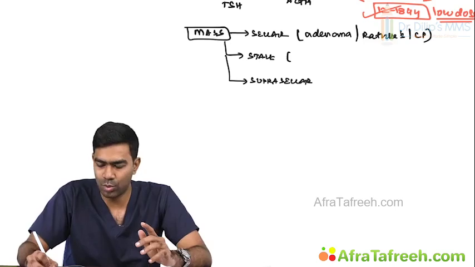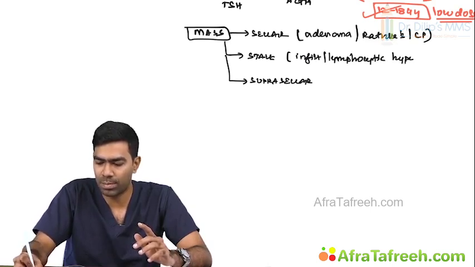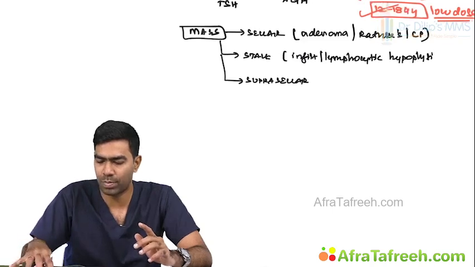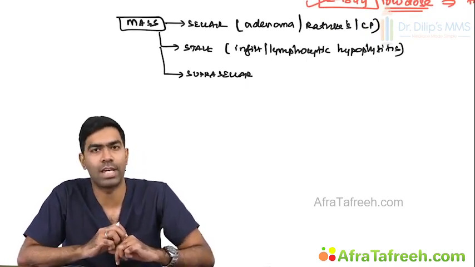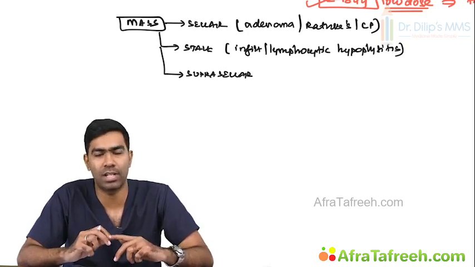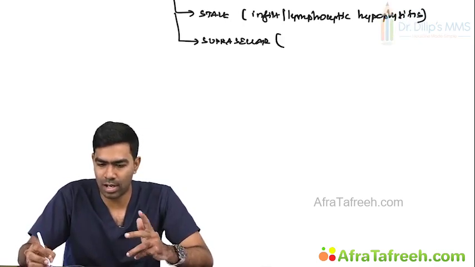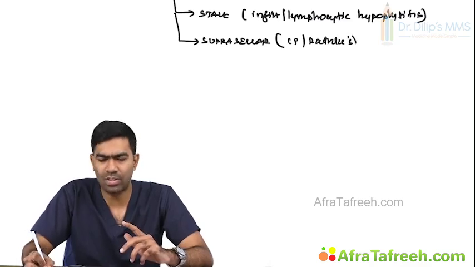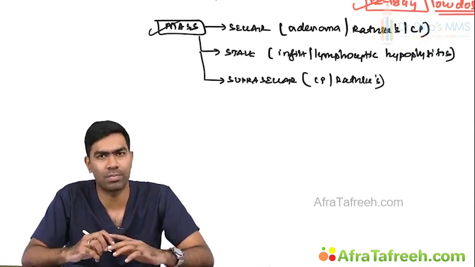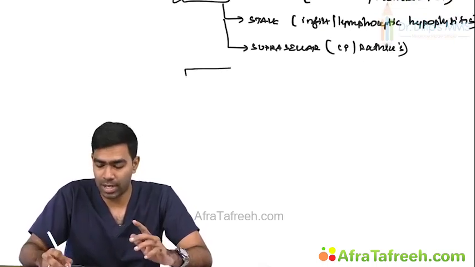And stalk causes usually will be infiltrative causes, or it can be lymphocytic hypophysitis, which in itself is an infiltrative cause. Usually lymphocytic hypophysitis can happen in pregnancy or in those patients who are receiving ipilimumab. We have already discussed that, and it's going to produce ACTH deficiency and TSH deficiency, and it can produce GnRH deficiency as well. And suprasellar masses are generally either a craniopharyngioma or a Rathke's cleft cyst. So all these things we have discussed already. These are the mass effects on the pituitary causing problems in the GnRH production, I mean LH and FSH production.